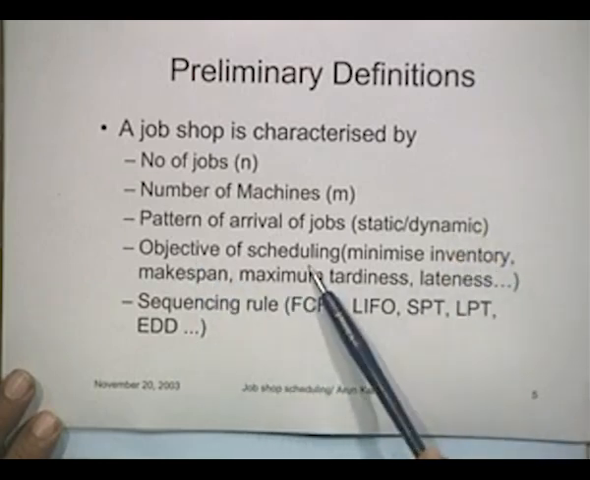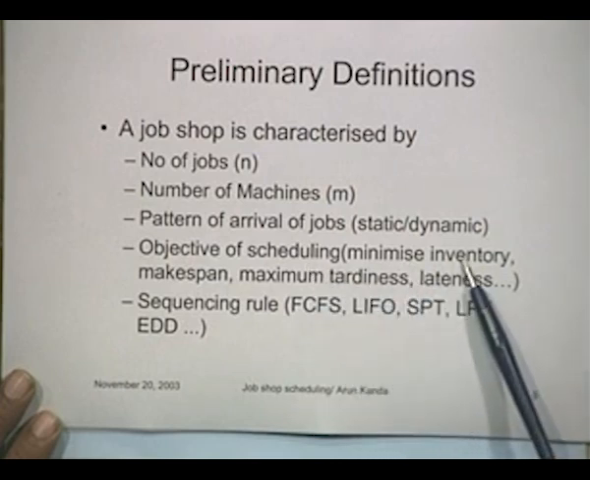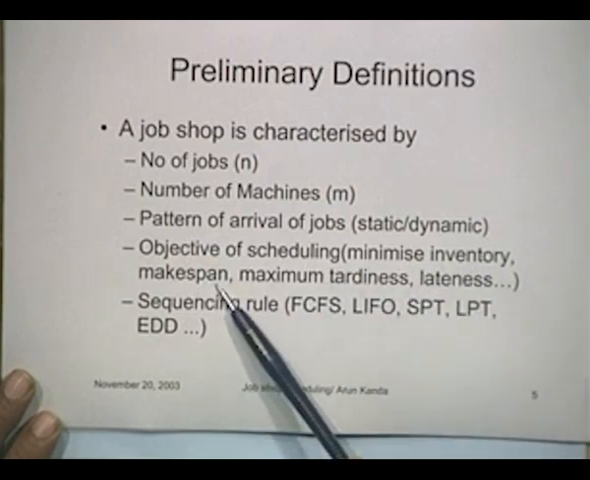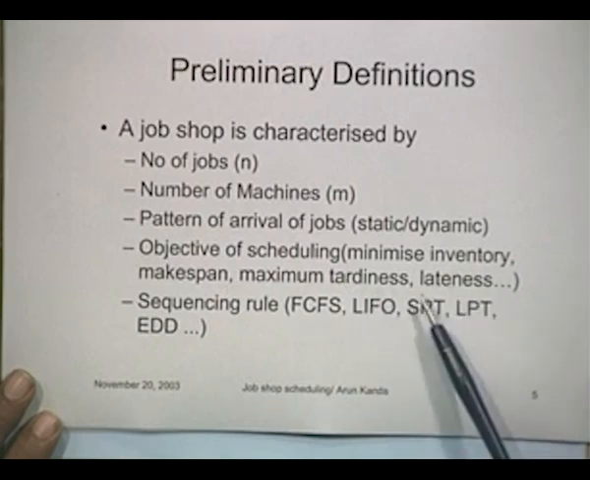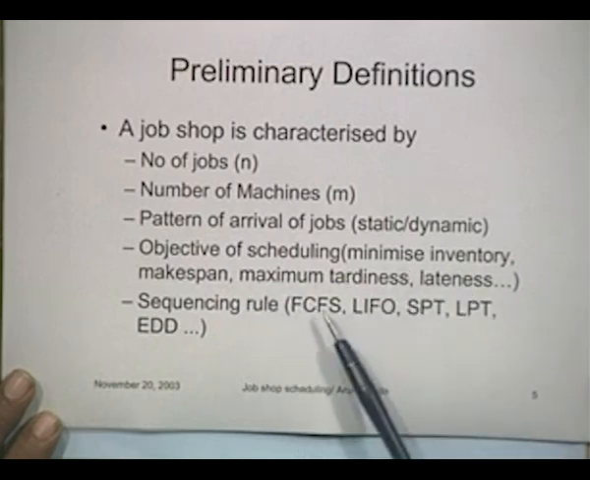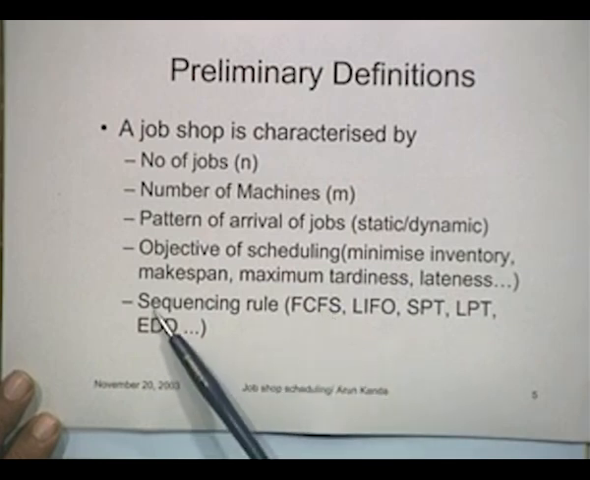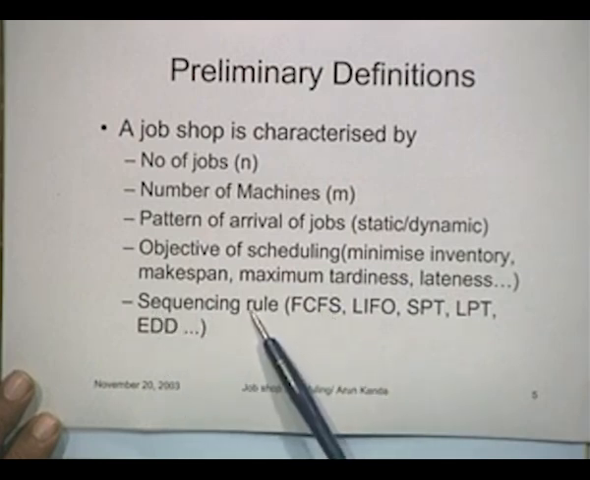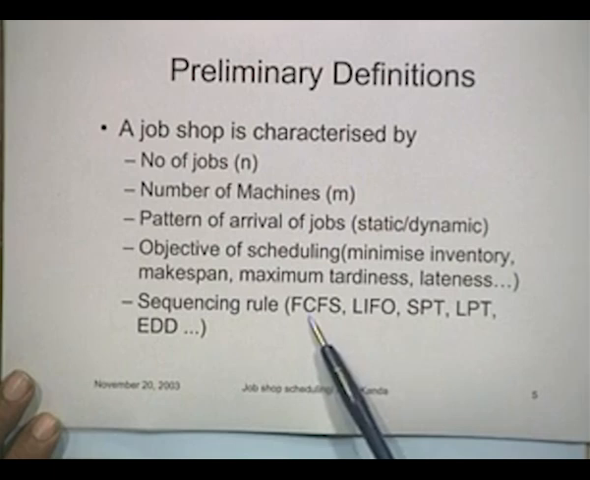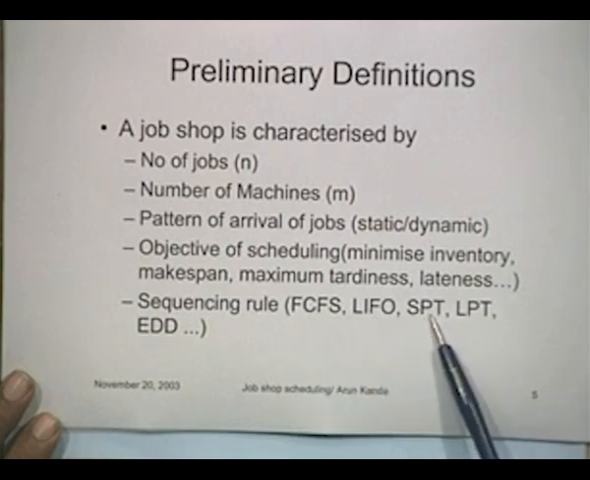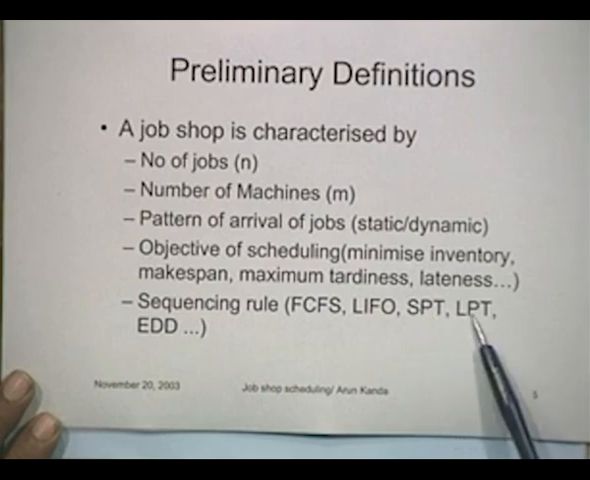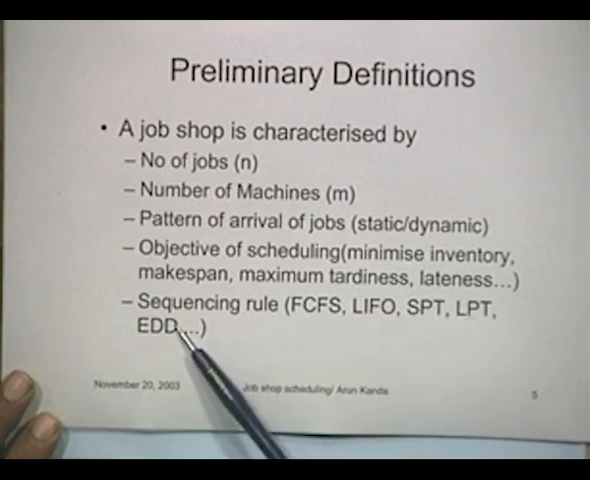The objective of scheduling is to minimize the inventory, minimize the makespan, minimize the maximum tardiness, minimize the lateness, and so on. These are some typical objectives in this case. And the scheduling rules that are normally used for solving such problems are first come first served, last in first out, shortest processing time, longest processing time, earliest due date, and so on.